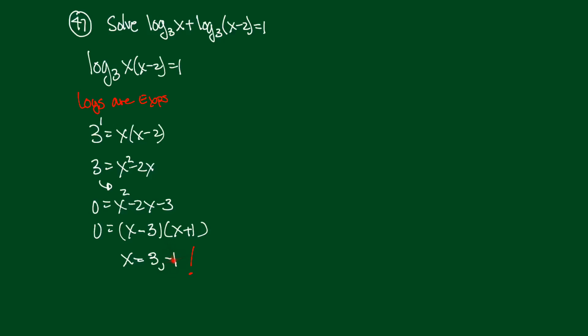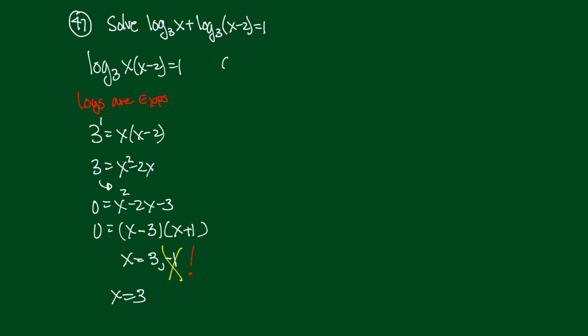What about the negative 1? If I take that negative 1 and put it up here, I'll have the log of a negative number. Can't do it. And if I put it here, I also have the log of a negative number, right? Negative 1 minus 2. All right, so the negative 1 is not going to work. All right, we need to cross that out. So the only x that could possibly work would be this x equals 3.